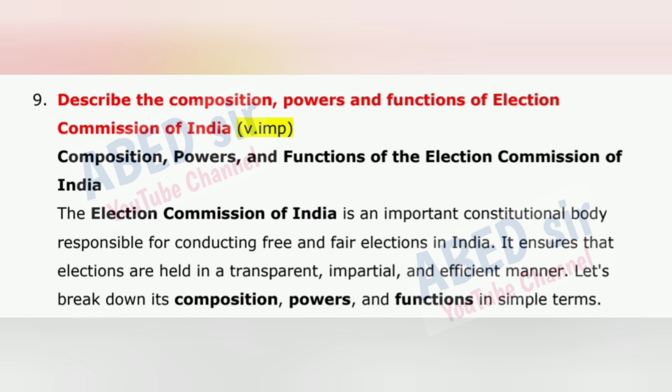The Election Commission of India is an important constitutional body responsible for conducting free and fair elections in India. It ensures that elections are held in a transparent, impartial, and efficient manner. Let's break down its composition, powers, and functions in simple terms.